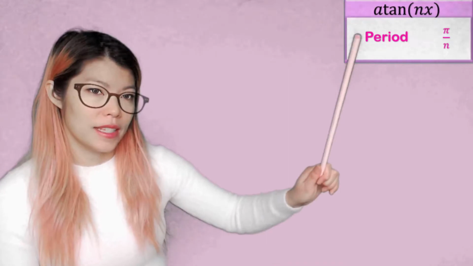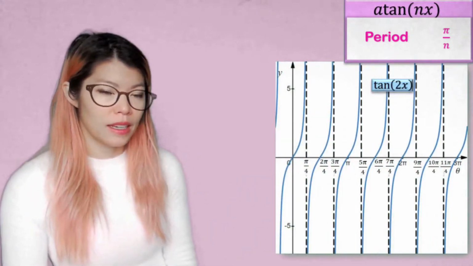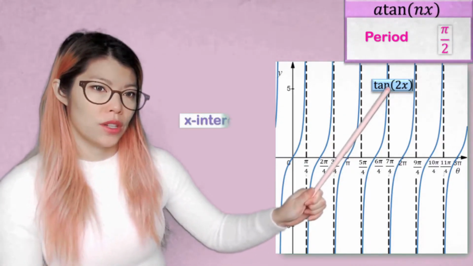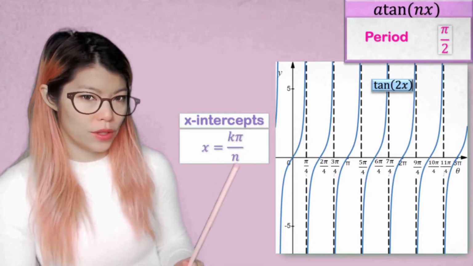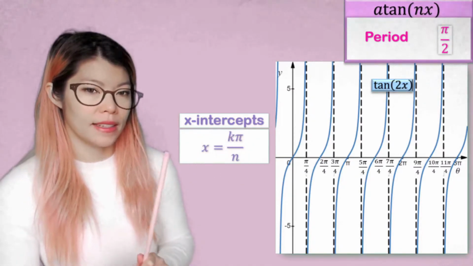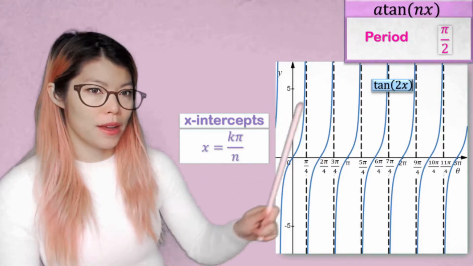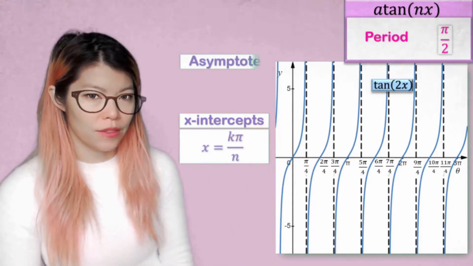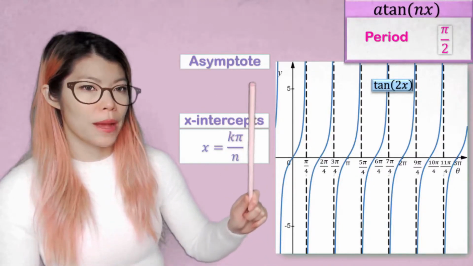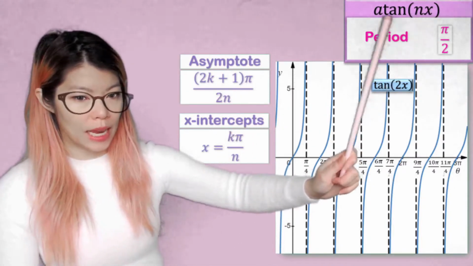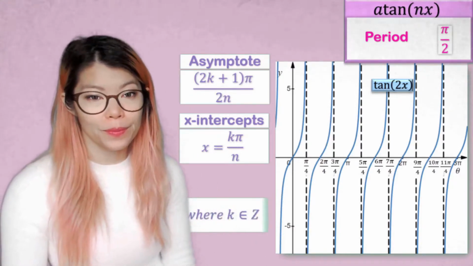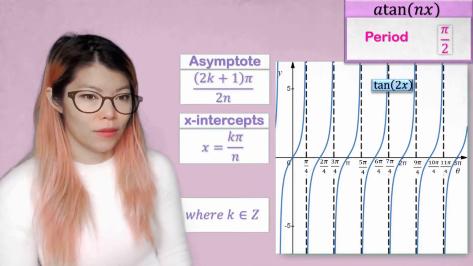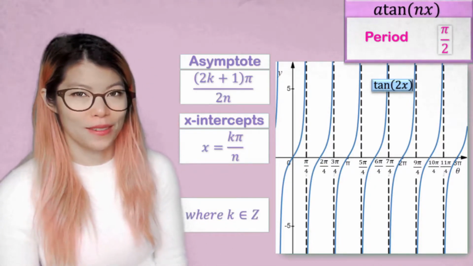So let's generalize this for tan n x by looking at tan 2x again. So we observed that the period changed to pi on 2 and that the x-intercept was k pi over 2. So now we're going to memorize it as the x-intercept for tan is always k pi over n, where n is the number in front of x. And the asymptotes were 2k plus 1 over 2 times n, the number in front of x. So memorize these two boxes. Where k is obviously an integer, if I haven't mentioned it already.